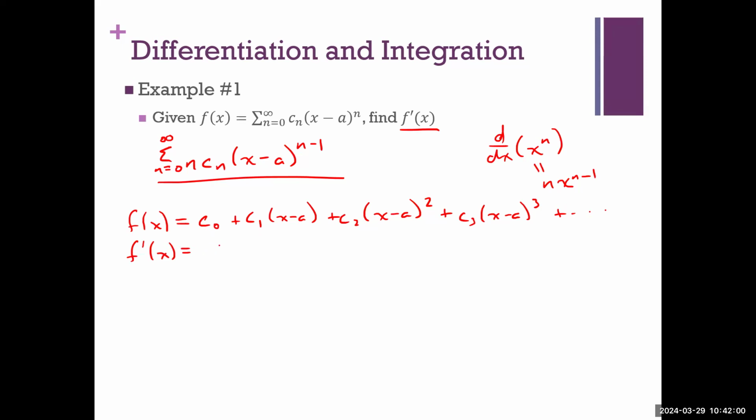What's the derivative of C0? 0. What's the derivative of the C1 term? C1, right? What's the derivative of the next one? 2C2 times (x minus a). Plus 3C3 times (x minus a) squared.